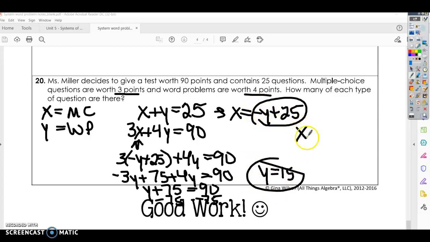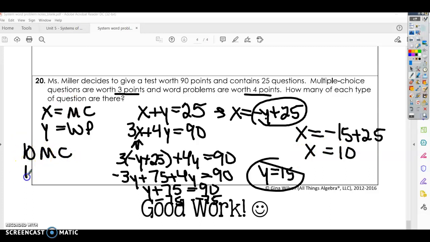Once I find my Y, I can plug it in to find X. So let's just use this one here. X equals negative, plug in the 15 for the Y. Negative 15 plus 25 is 10. So this says this test is going to have 10 multiple choice questions and 15 word problems. Again, it's easy to check. 10 plus 15 is 25. 10 times 3 is 30. 4 times 15 is 60. 30 and 60 equal 90.